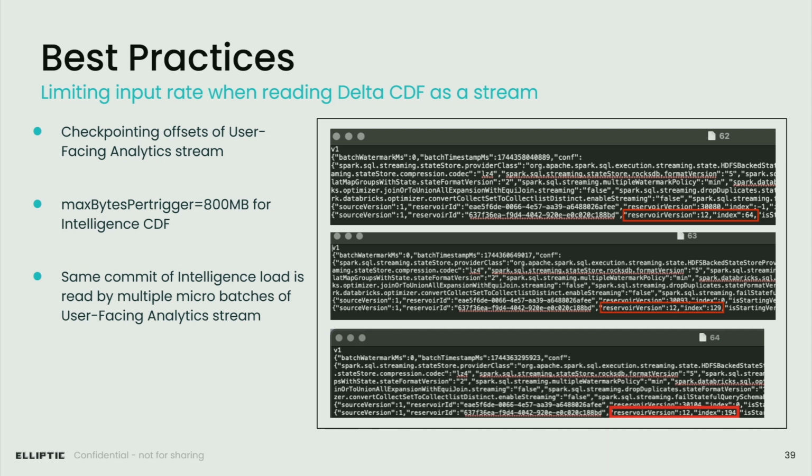And on the right, you can see 3 different micro batches. In this case, it's micro batch 62, 63, and 64. It's a bit small, but you can see 2 reservoir versions. The first reservoir version is the version of the transactions Delta table that the user-facing analytics stream is reading. And the second version is the version of the intelligence table that, again, the user-facing analytics stream is reading. You can see that across all 3 different micro batches, the index is exactly the same, meaning that we are processing this big batch into smaller chunks, not causing any lag when writing to different tables.